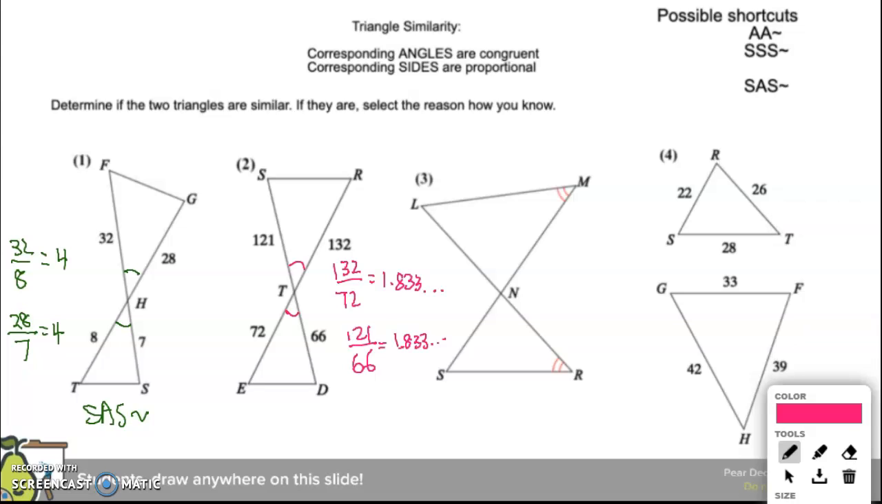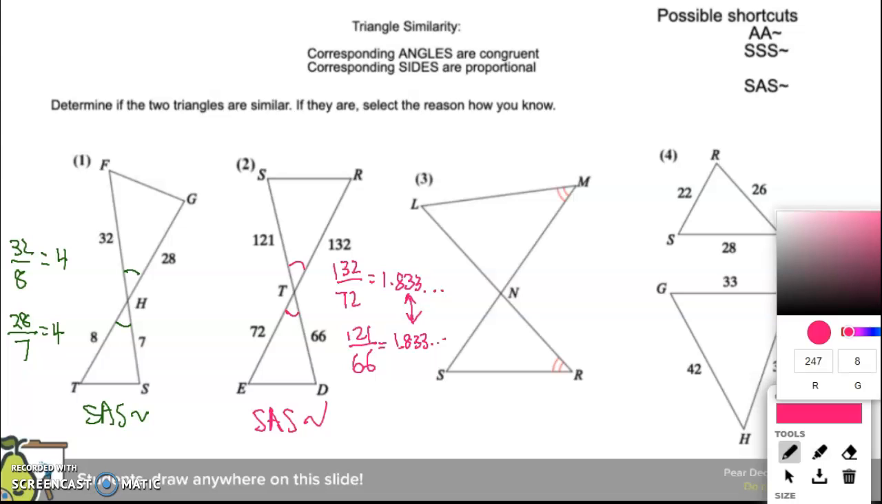And when I use the calculator, I get 1.833 continuing for both of them. That means they are the same, right? So that means the corresponding sides are proportional, and the included angle is congruent. So it is also by SAS. They are similar. Okay. What about number 3?